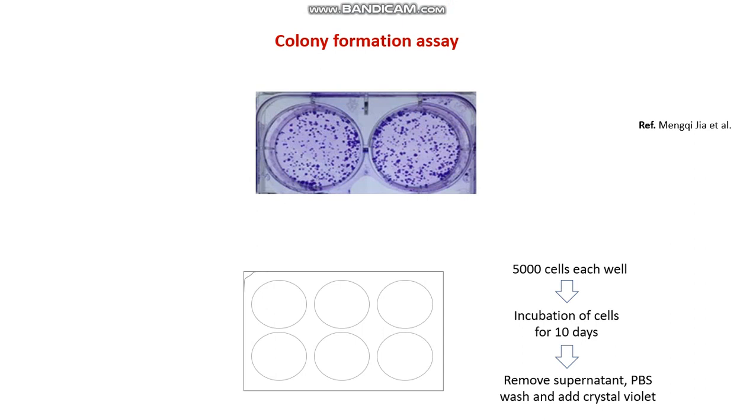You need to follow the same protocol, and after that you take the picture, so you can see the different colony formation in the different treatments and the cell proliferation. So this is all about the different kinds of staining techniques using crystal violet.